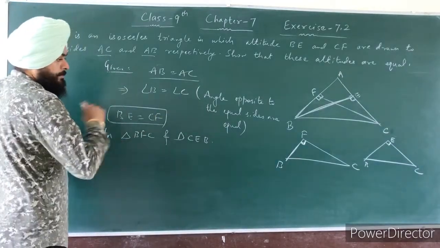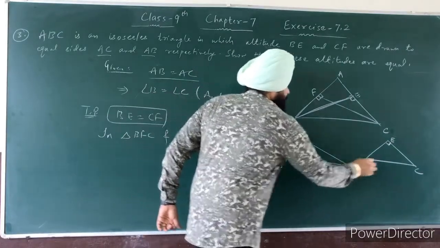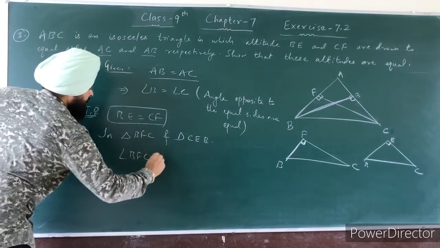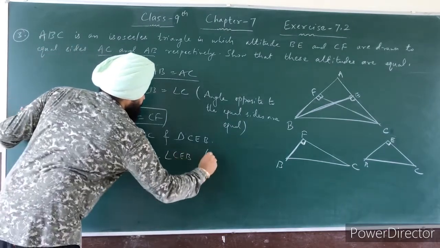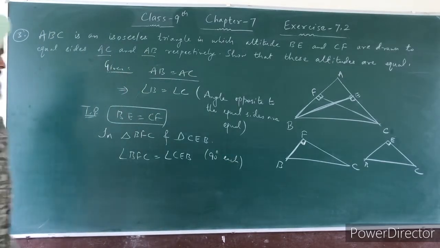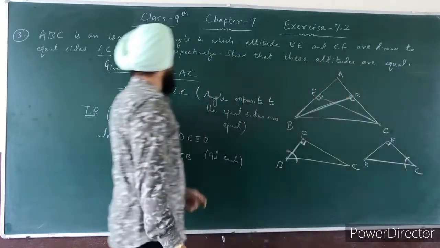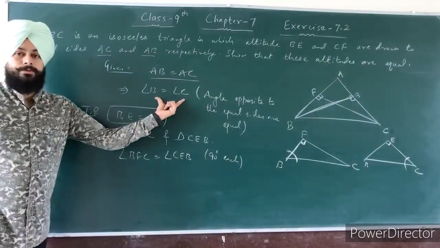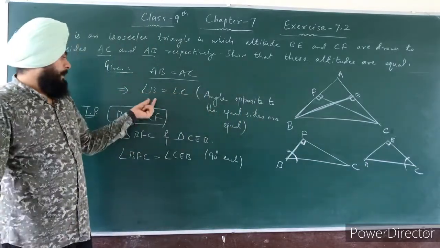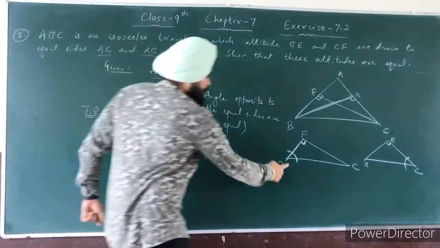Alright. So the first part is: you can write here angle BFC equal to angle CEB, 90 degrees each. The second one: you can see here angle B equals angle C. Proved above, as we have already proved that in an isosceles triangle, with equal sides, the opposite angles are also equal. So you can write angle B equals angle C.